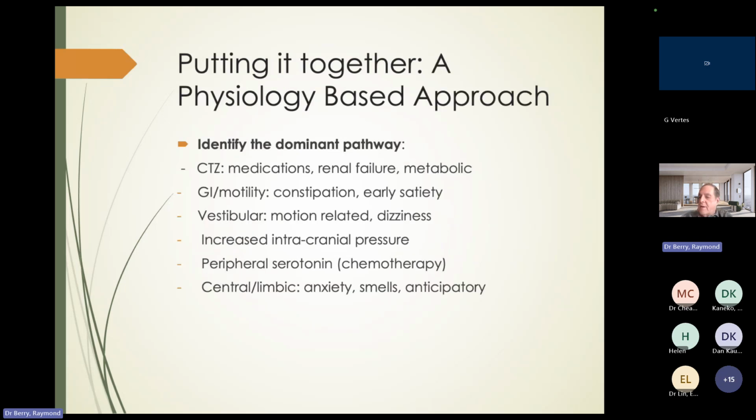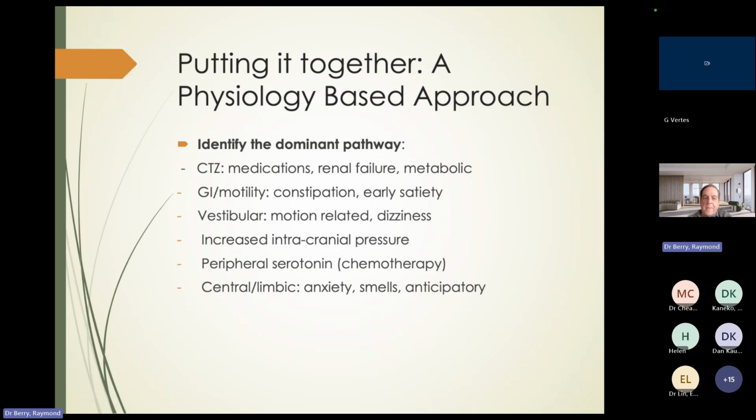So putting it all together, the key thing is identifying the dominant pathway. Look through your history, and the dominant pathway is often the chemoreceptor trigger zone. We talked about which medications can address that and why it's so common, because it's medications, renal, hepatic failure, metabolic. So that's the key pathway that's almost always activated. But look at your other ones as well. GI motility, addressing that with motility agents if you need.